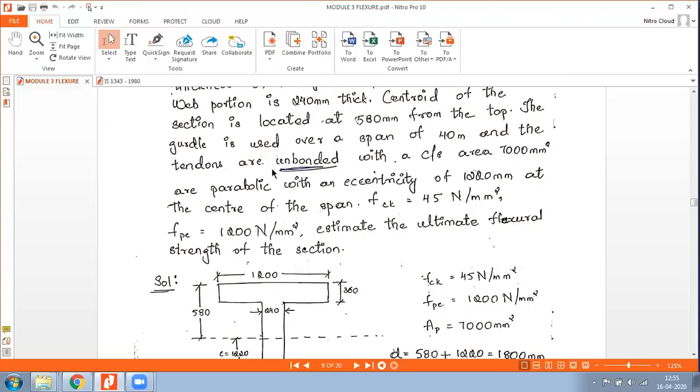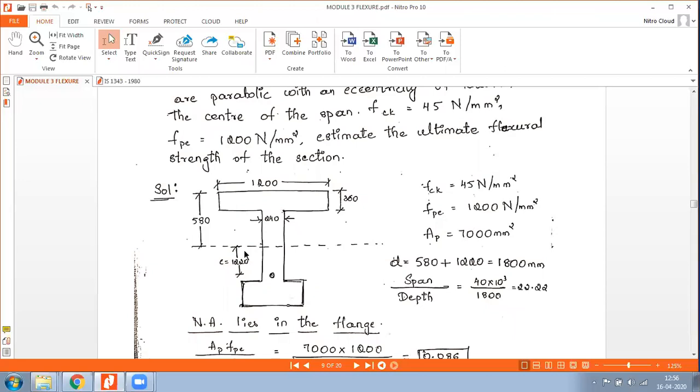And the tendons are unbonded. It implies that we need to follow table number 12. With a cross-sectional area of 7000 mm square, means AP is equal to 7000 mm square, are parabolic with an eccentricity of 1220 mm. Eccentricity means the distance from the CG of the concrete to the CG of the steel. Eccentricity is equal to 1220 mm. The distance is known as eccentricity.